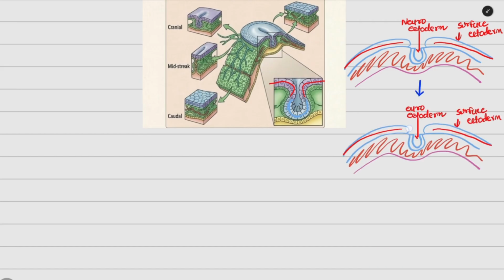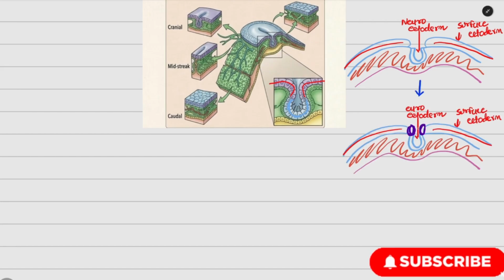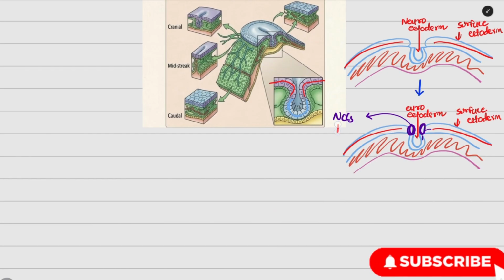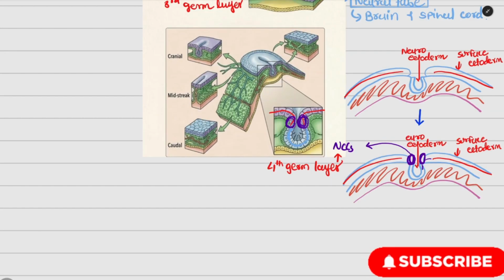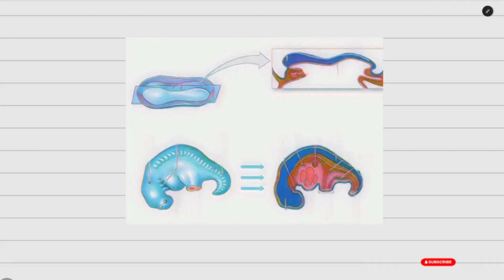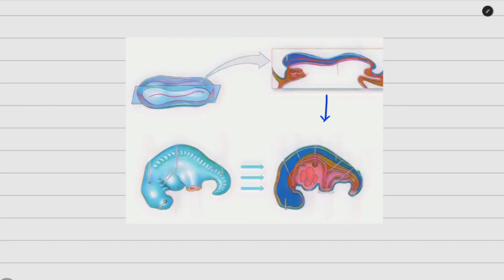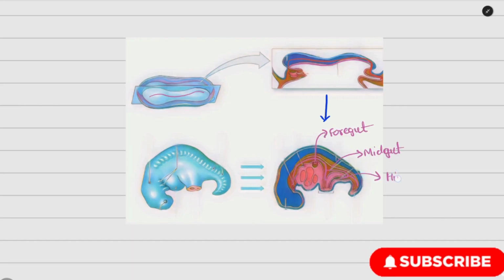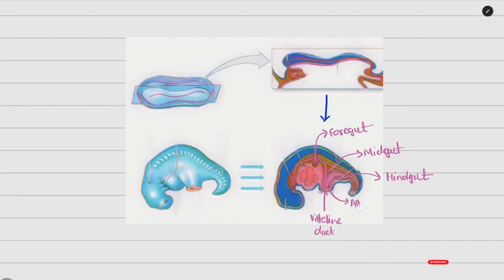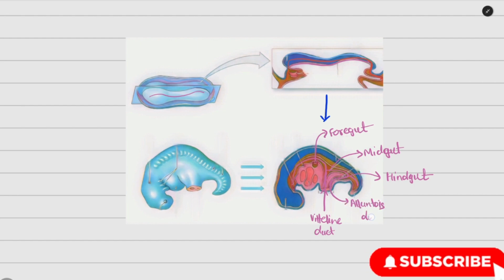Here we can see the junction between the two ectoderms. There will be formation of neural crest cells. Neural crest cells is the fourth germ layer between the two ectoderms. And now, as we saw earlier in this diagram, we can see endoderm is forming foregut, midgut and hindgut. Here we can also see ducts coming from the midgut and hindgut. The duct from the midgut is known as the Vitelline duct, and from the hindgut is the Allantois duct.